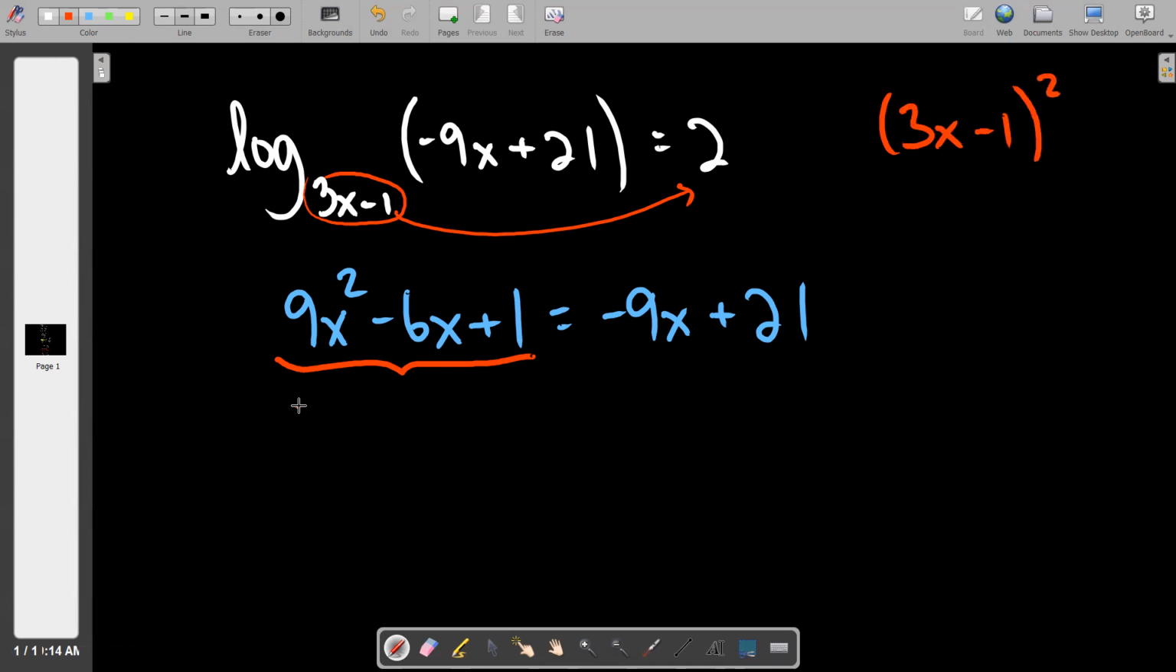3x squared is 9x squared. -1 squared is 1. Multiply them together, you get -3x. Double it, you get -6x. So good. And then, of course, we're just back in Quadraticville.